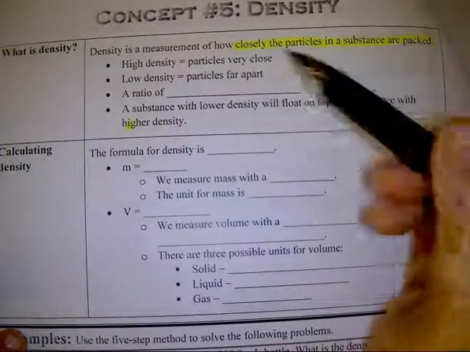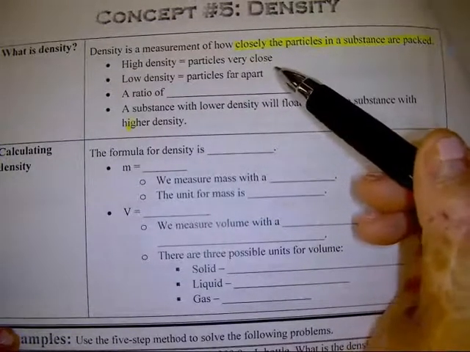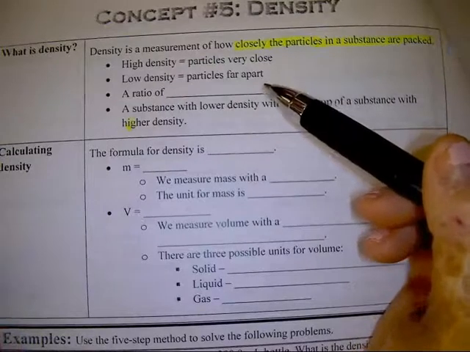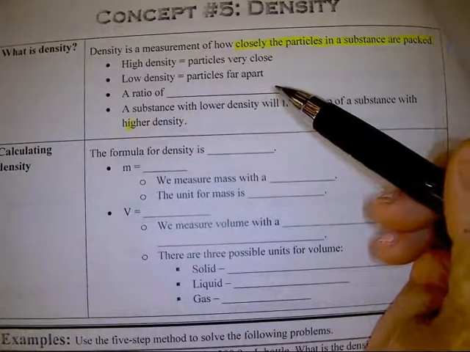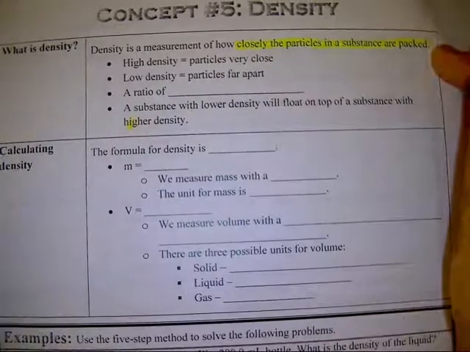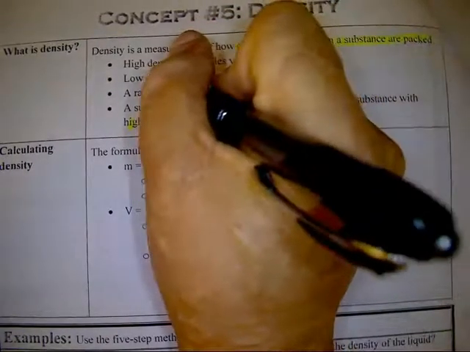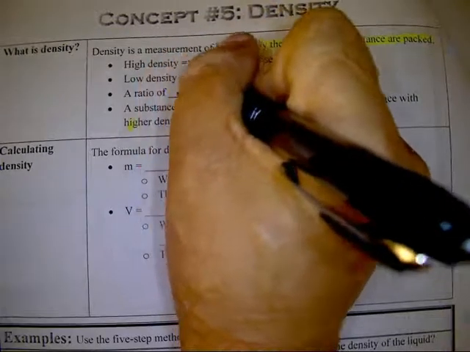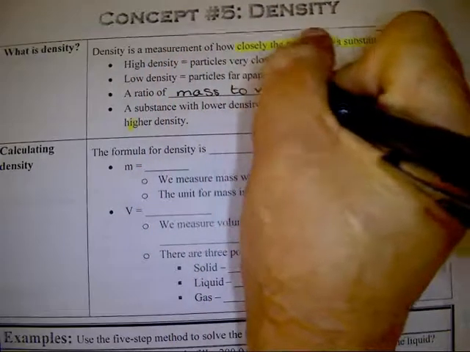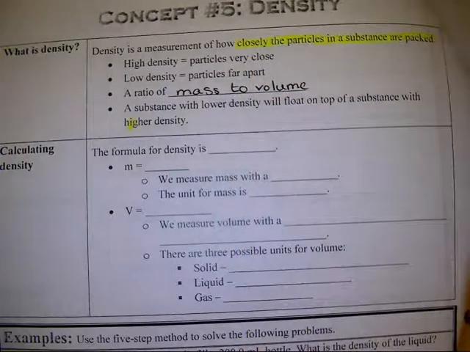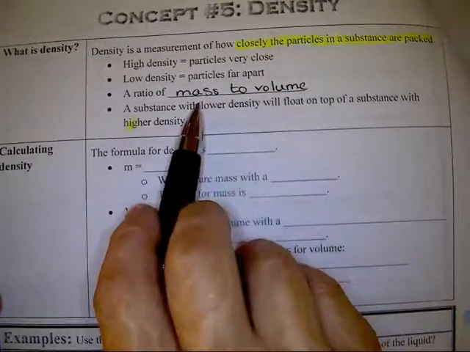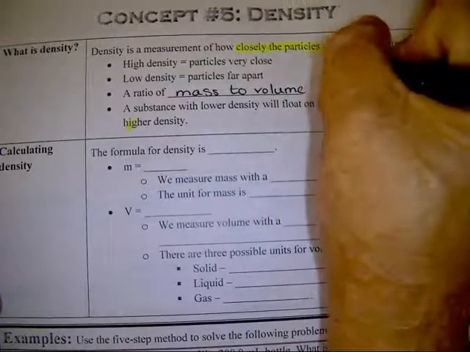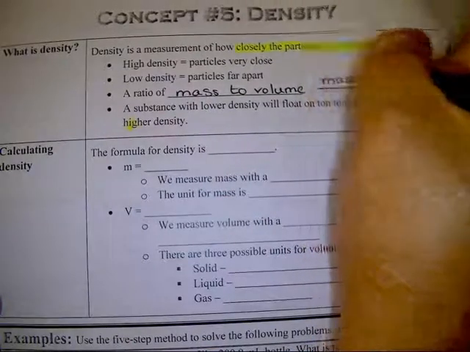High density means that the particles are very, very close, and if we have a low density, then the particles are far apart. Density is specifically a ratio of mass to volume. If you remember from math, we can write a ratio in fraction form. So what we would do is put mass on the top and volume on the bottom.